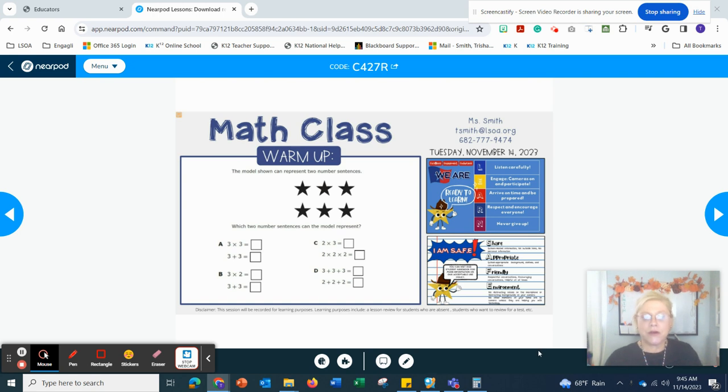So, your warm up for today, you're going to look at the model shown. The model shown can represent two number sentences. Which two number sentences can the model represent? Identify the correct answer and circle.